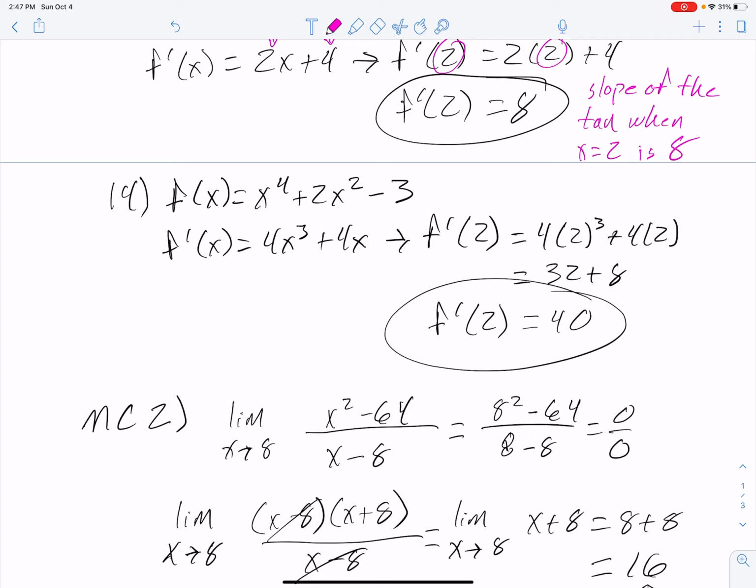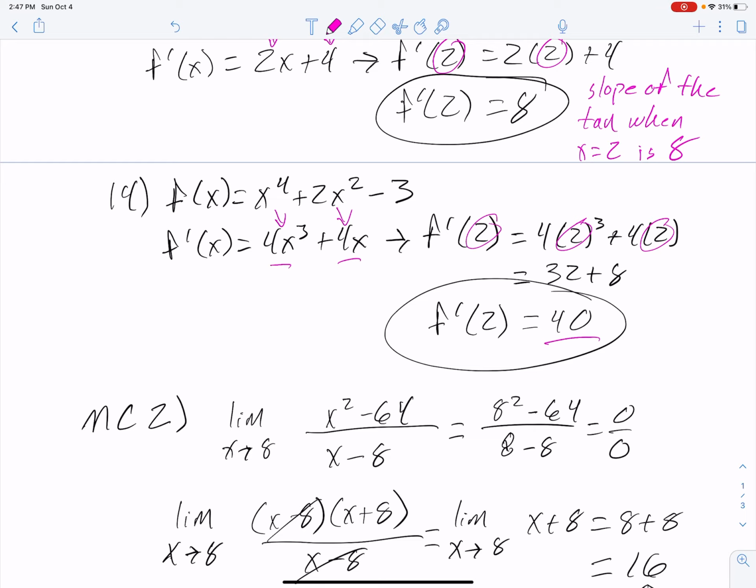14 is another numeric derivative. So once again, I substitute into my derivative. Derivative of x to the 4th gets me 4x cubed. Derivative of 2x squared gets me 4x. I substitute in my 2, get a derivative of 40. And so now I know the slope of my tangent when x equals 2 is 40.